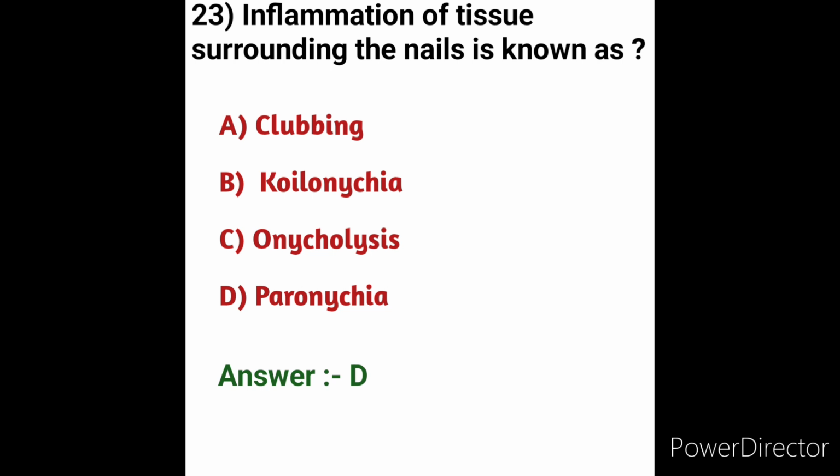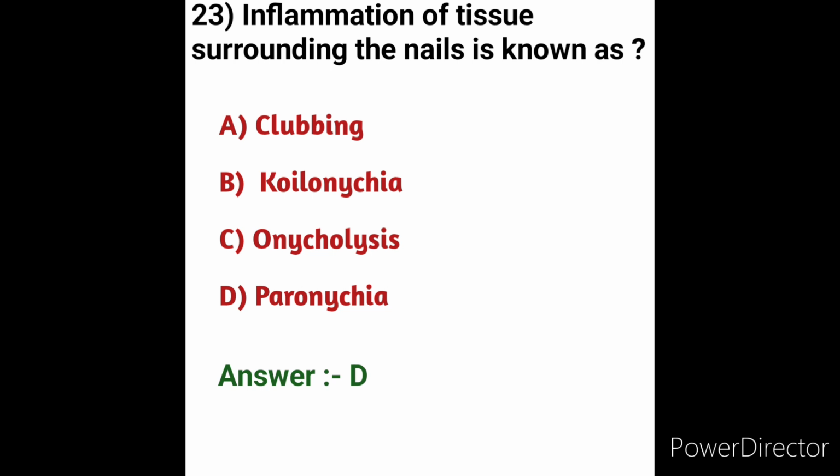But what is clubbing? Clubbing is an abnormal rounded shape of the nail. We will see option B. What is koilonychia? Koilonychia is also called spoon nail. It is a disorder caused by deficiency of sufficient nutrients, and the nail is thin and soft, shaped like a little spoon. What is onycholysis? Onycholysis means nail separation from the nail bed.